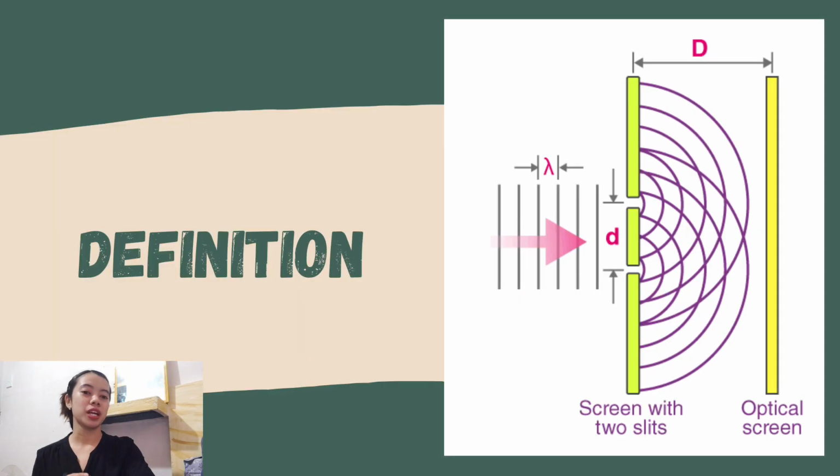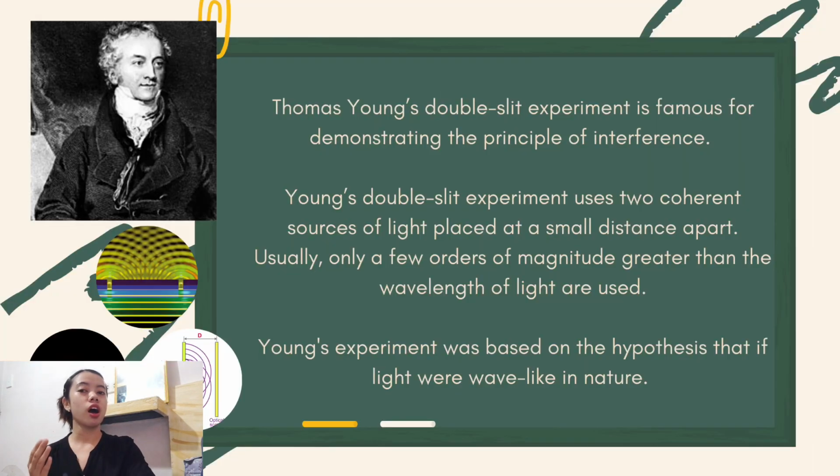So let us start with the definition. Thomas Young, who is the founder and the proponent of the double slit experiment, is famous for demonstrating the principle of interference. In fact, he had established the principle of interference of light and thus resurrected the century-old wave theory of light. So Thomas Young performed an experiment that strongly demonstrated the wave-like nature of light.